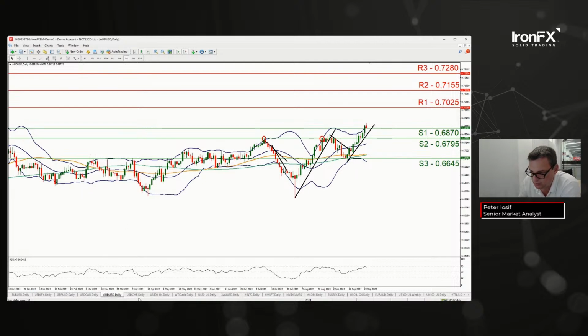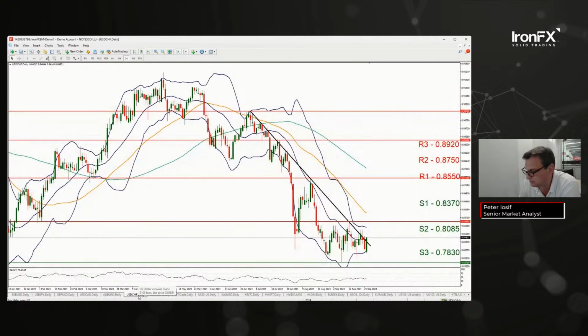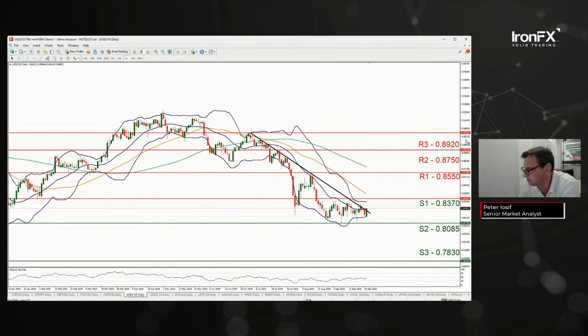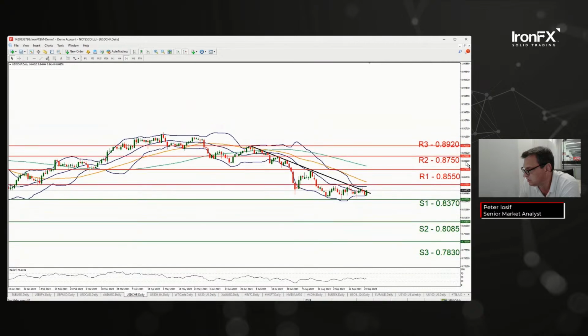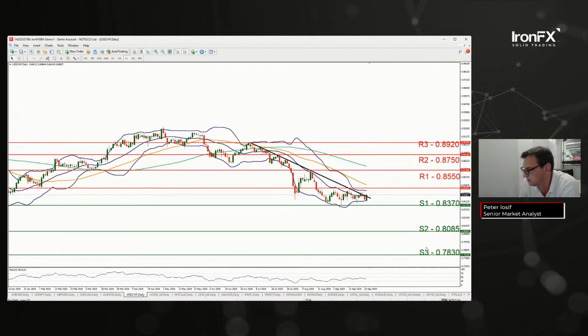Let's have a look at USD CHF in a clear-cut sideways motion. Repositioning a little bit the labels so we clear the picture.